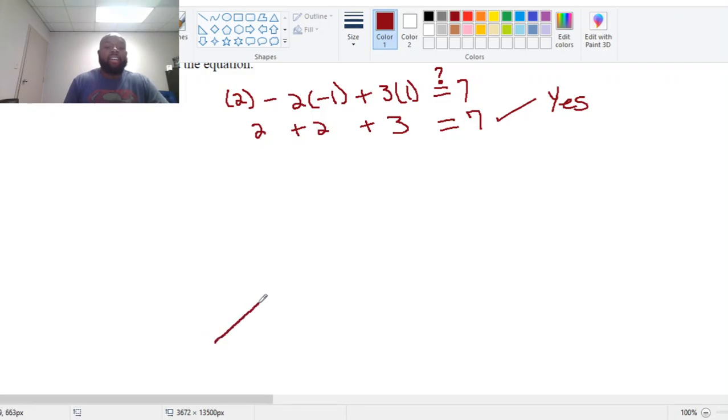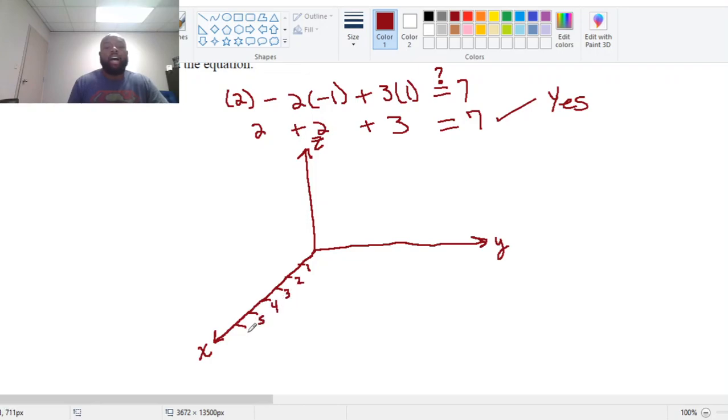I'm going to draw a diagonal line. This is going to represent my x-axis. I'm going to do a horizontal line. This is going to represent my y-axis. And I'm going to do a vertical line, which represents my z-axis. These are the positive x, y, and z axes. So +1, +2, +3, +4, 5, 6. These are the positive y values. 1, 2, 3, 4, 5, 6. These are our positive z values.